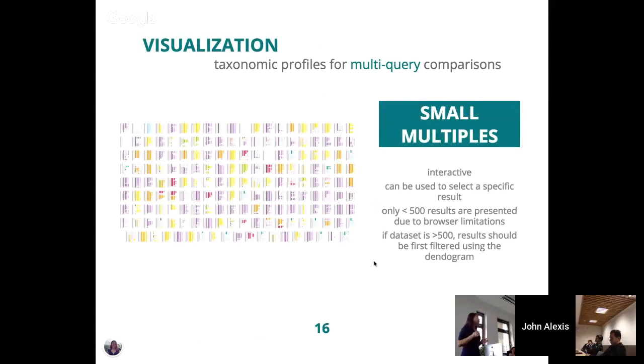We also have a view that is the small multiples. As the icicle is iterating over the entire result set, we have a view of small multiples that gives us an overview of the entire results. However, considering rendering limitations, this view is activated only when fewer than 500 results are presented. So if the result set is bigger than 500, the user would have to filter the result set first in order to activate this view. These are also interactive along with the icicle. If you select one small multiple, you can see one icicle in detail. And you can stop the iteration and see one icicle in detail.